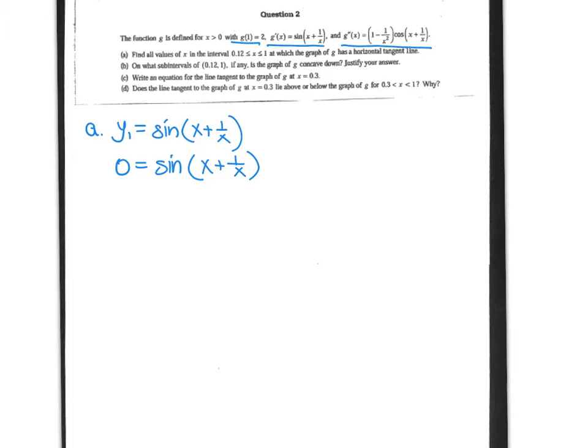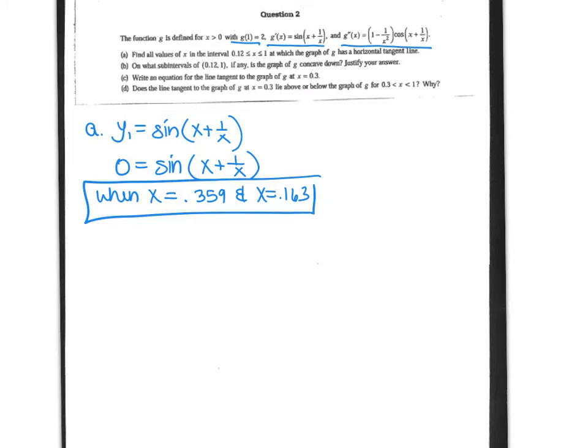And this happens when x equals 0.359 and x equals 0.163, okay? Then it says on what subintervals from 0.12 to 1, if any, is the graph of g concave down.